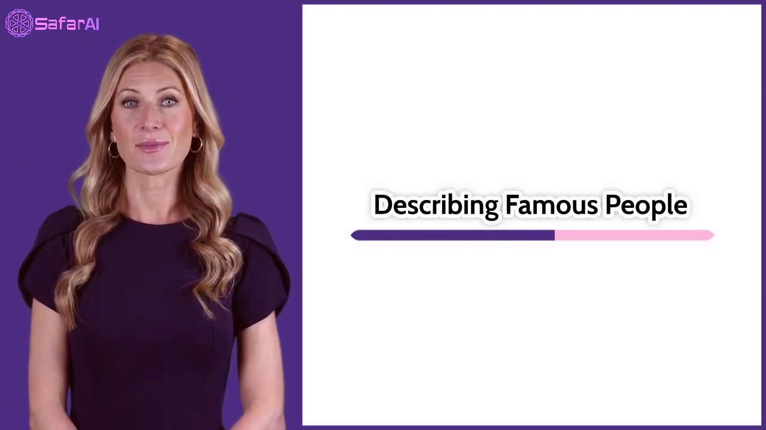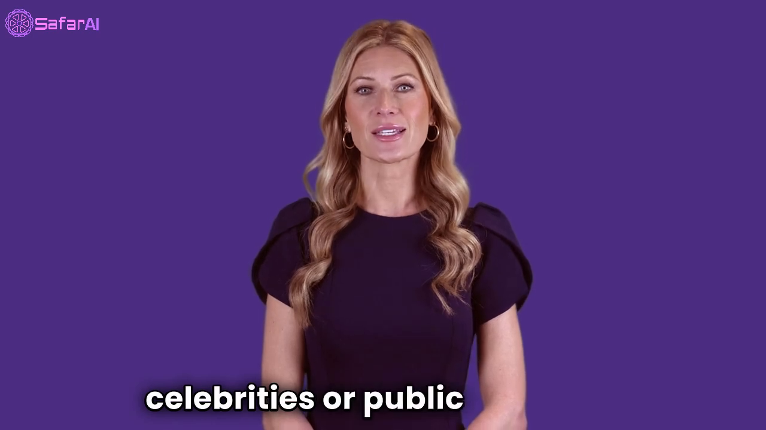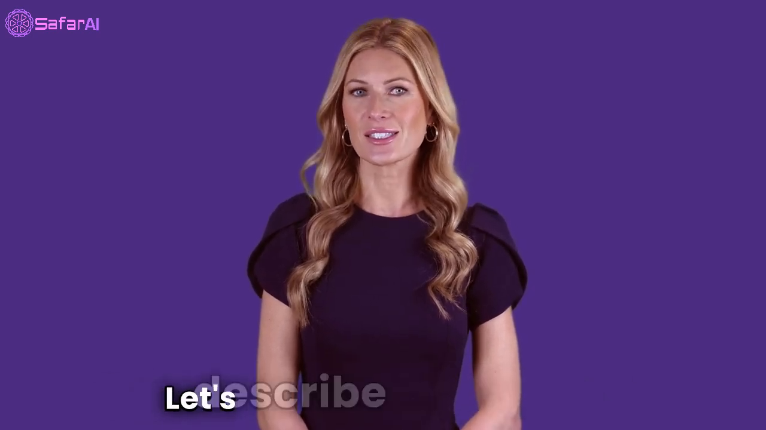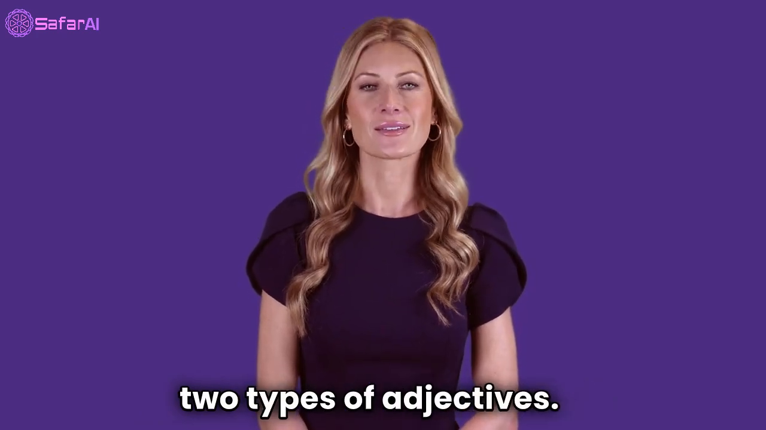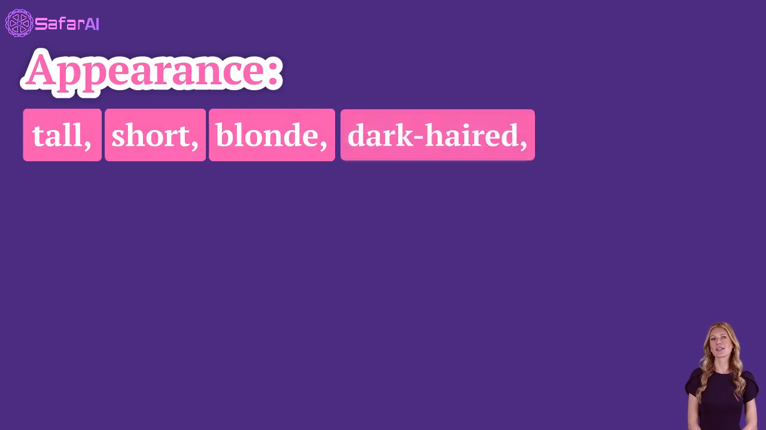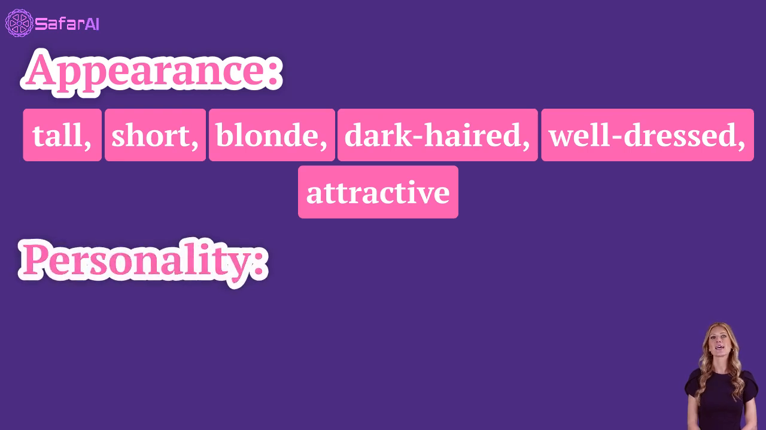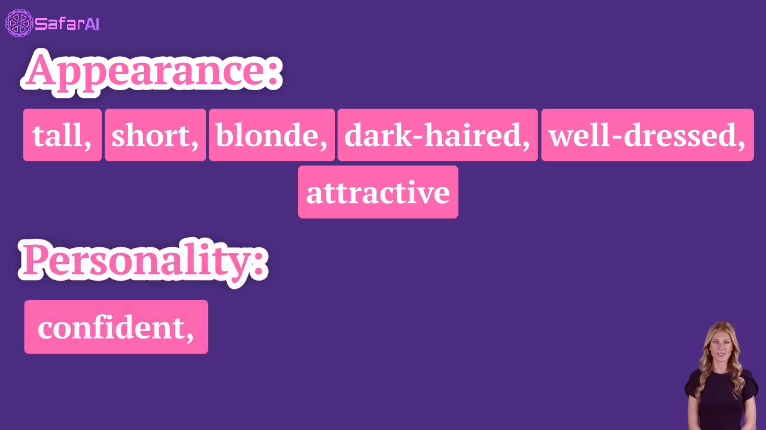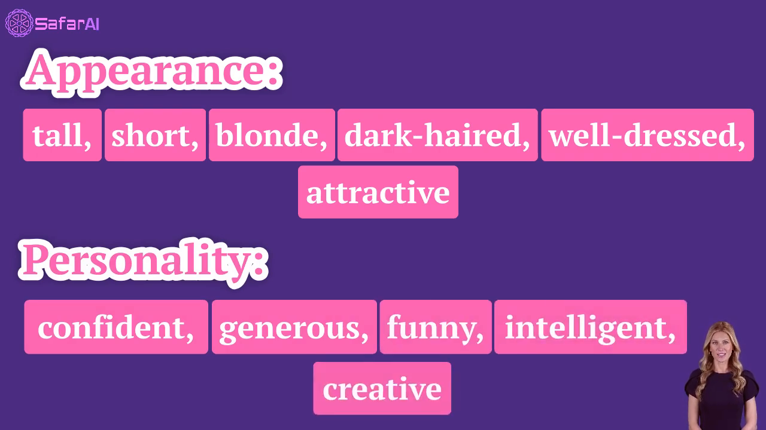Describing famous people. We often talk about celebrities or public figures. Let's describe them using two types of adjectives. Appearance: tall, short, blonde, dark-haired, well-dressed, attractive. Personality: confident, generous, funny, intelligent, creative.